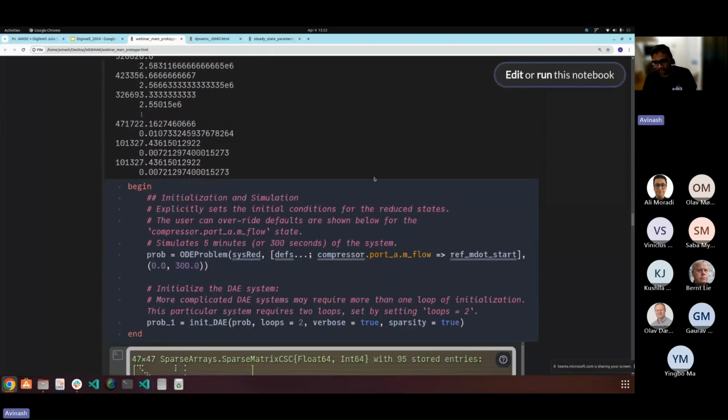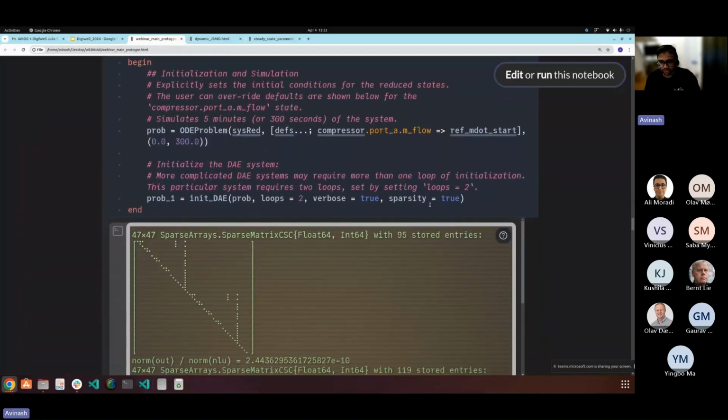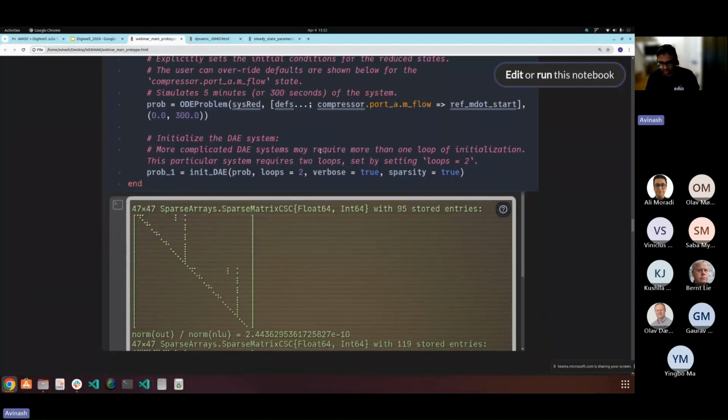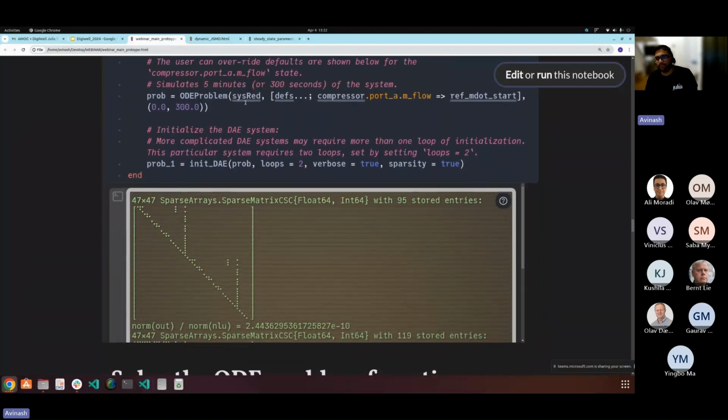So as I mentioned, there are a number of solvers that one can use. We also have a more robust initialization system. Consistent initialization of the DAE tends to be an interesting challenge. So we have some more tailored algorithms for solving that nonlinear optimization problem, or that nonlinear equation system.